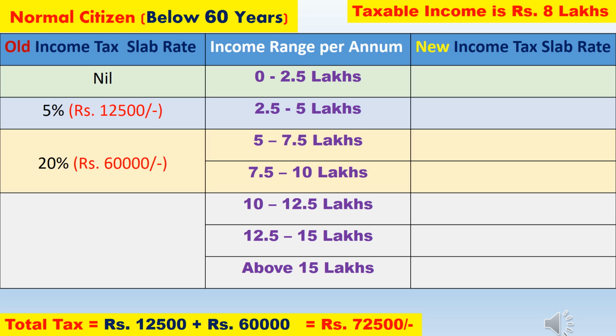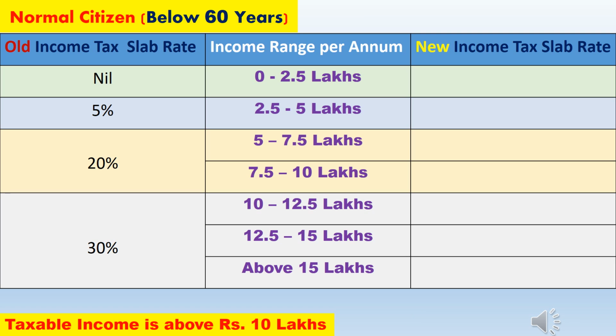For example, let me assume one normal citizen's taxable income is 8 lakh rupees. Then for the first 2.5 lakh rupees, he need not pay any tax. For the next 2.5 lakh rupees, he has to pay 5% tax. For 2.5 lakh rupees, 5% means 12,500 rupees. Next, the taxable income which is more than 5 lakhs is 3 lakh rupees. For that 3 lakh rupees, 20% tax is applicable. For 3 lakh rupees, 20% means 60,000 rupees. So, his total tax will be 72,500 rupees.